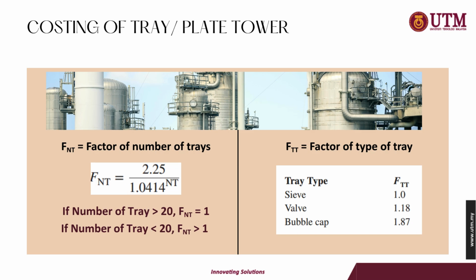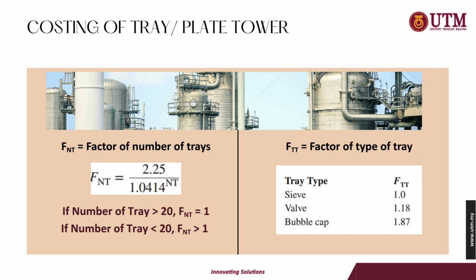For the FNT, the factor for number of trays, we can follow the formula in the textbook, equation 16.168, where FNT equals 2.25 over 1.0414 to the power of NT. If the number of trays is bigger than 20, the FNT equals 1. If the number of trays is below 20, FNT is greater than 1.